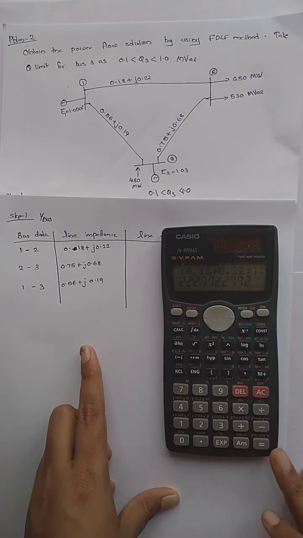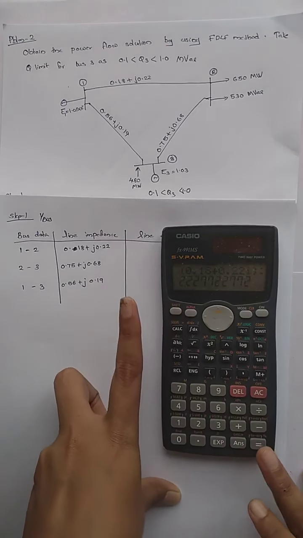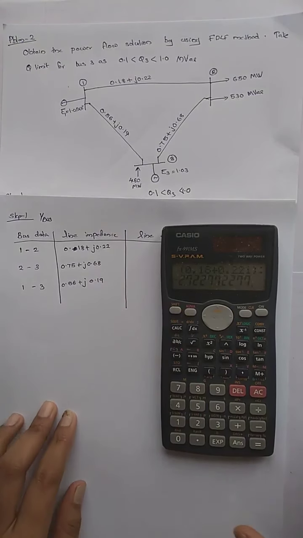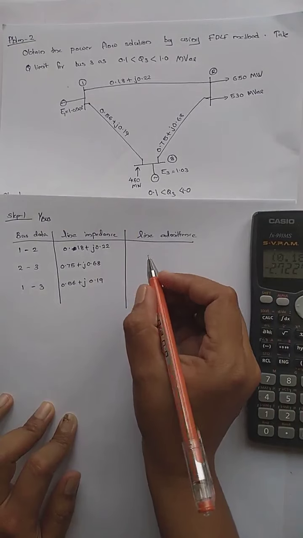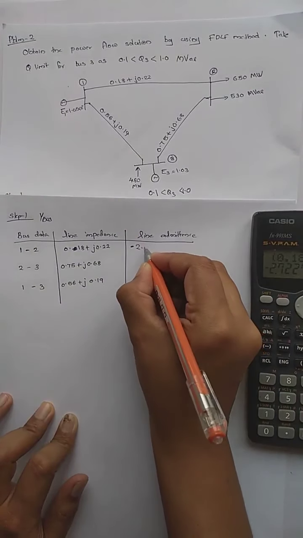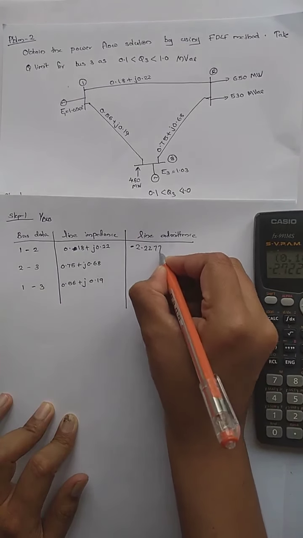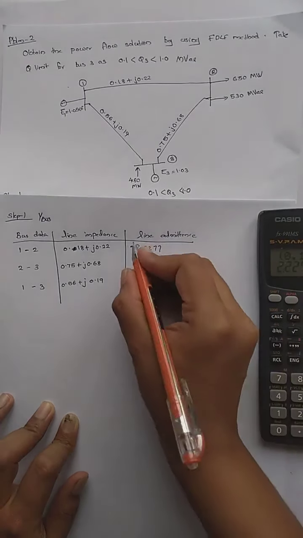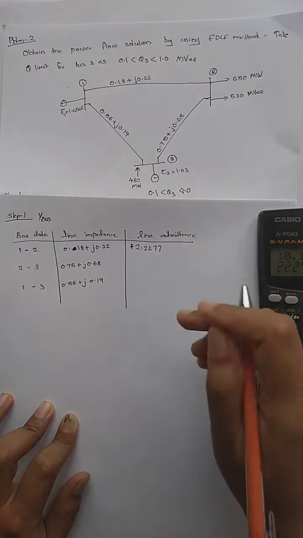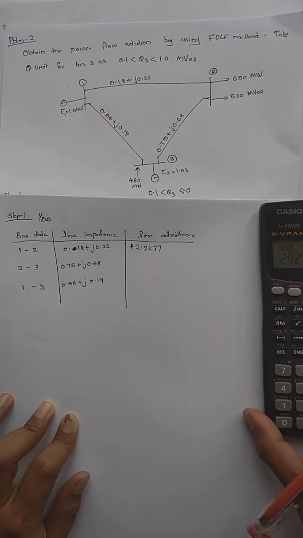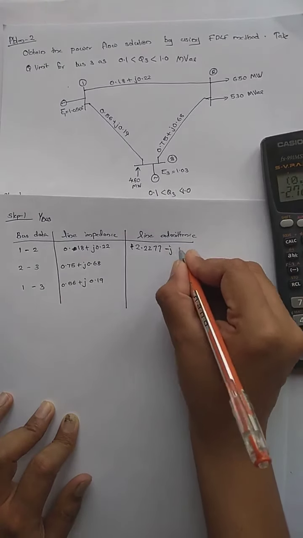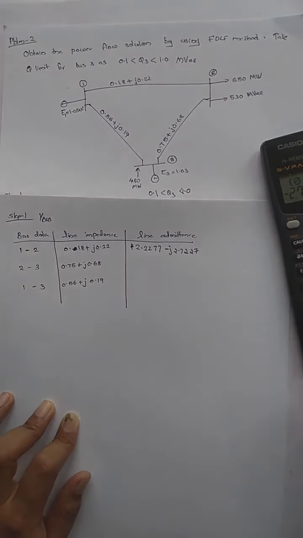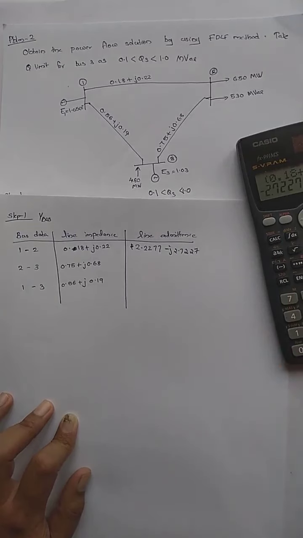That value will be equal to 2.2277 minus j2.7227. I'm sorry, this is plus 2.2277 minus j2.7227. Like that we have to find out the remaining values.